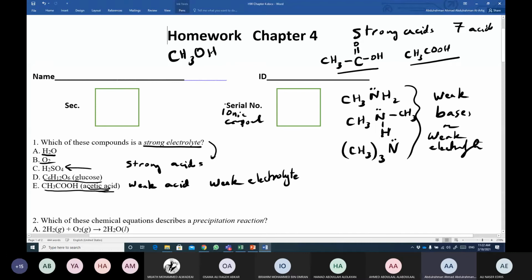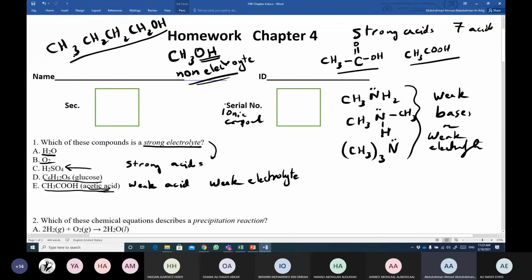How about CH3OH? It is an alcohol, neutral. This is a non-electrolyte. It is not an acid or base or ionic compound. Because the OH group in an organic compound does not dissociate, it is a non-electrolyte. How about this compound, CH3CH2CH2OH, a long compound? Non-electrolyte, because OH is non-electrolyte.